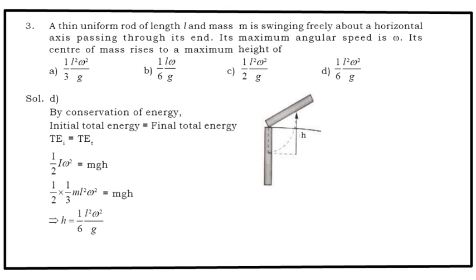That is half I omega square equal to mgh. It's a rod rotating about one of its ends, so its moment of inertia is 1 by 3 ml square. When I cancel out the terms, I get h is equal to 1 by 6 l square omega square upon g. So that is option D.